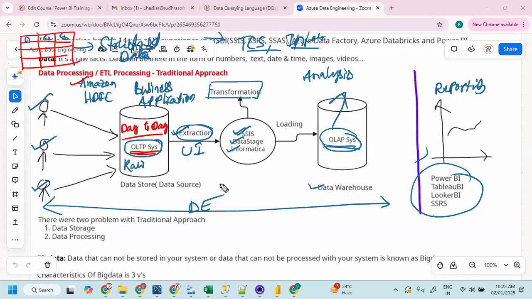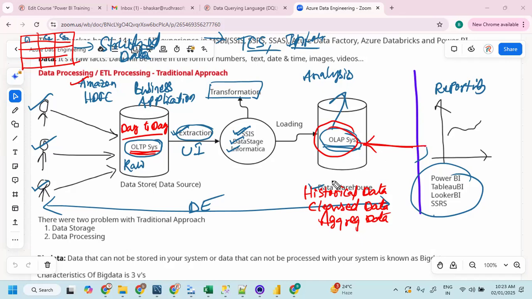So why data warehouses are much more suitable for analysis is because we are going to have historical data here, cleansed data, and aggregated data. So a variety of options we are going to have in this particular system. This system is designed only for analysis. From this particular system only, the reporting team will collect the data. So ETL developers are responsible for bringing the data from a variety of systems and integrating it in a single system called a data warehouse. The data warehouse is going to have historical data. This was the traditional approach.